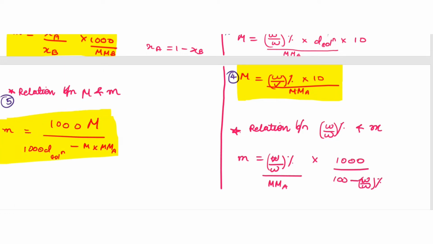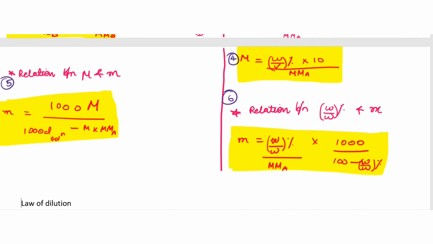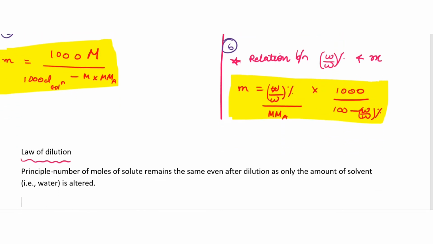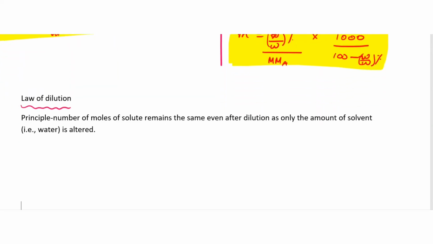Next relation, sixth, small m molality is equal to W by W percentage by MMA into 1000 by (100 minus W by W percentage). So this, trust me, is going to make your life much simpler, because this is going to repeat in your 12th standard as well. So make sure to learn these formulae so that you can solve the questions in very little time. Initially this is going to take some time for you to memorize, write and practice, but definitely you will thank me later, because this is extremely helpful.